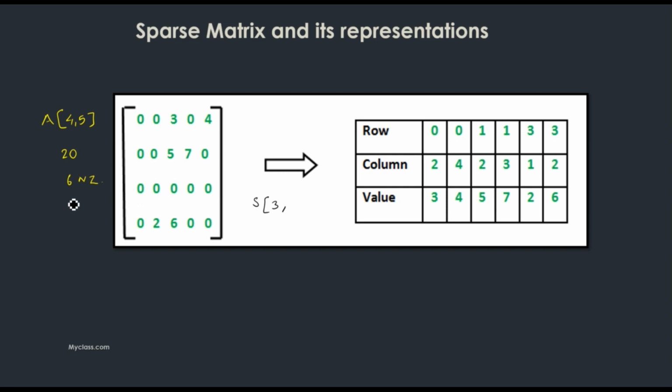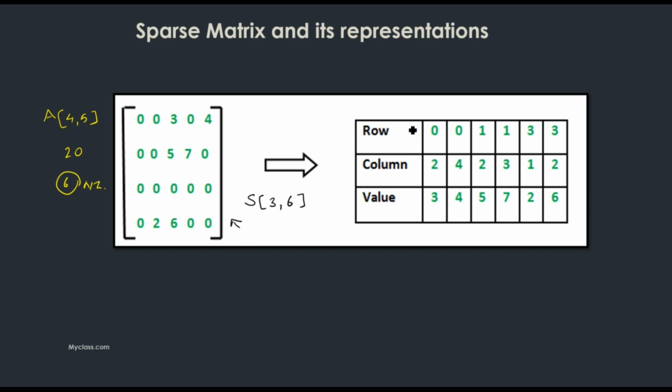how many non-zero values are there in the sparse matrix? That number of columns should be there for its new matrix, like 6 elements are there. Clear? So 3 rows are there and 6 columns are there. So our sparse matrix representation has 3 rows and 6 columns, because only 6 elements are non-zero values in this particular sparse matrix.